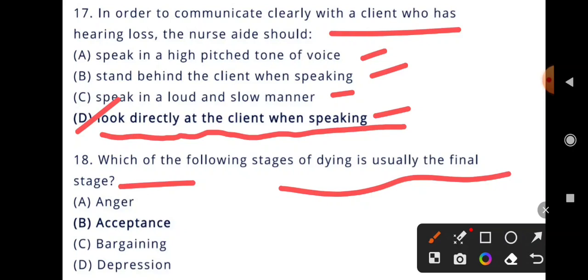So next, which of the following stages of dying is usually the final stage? Options: anger, acceptance, bargaining, depression. So the final stage is acceptance.